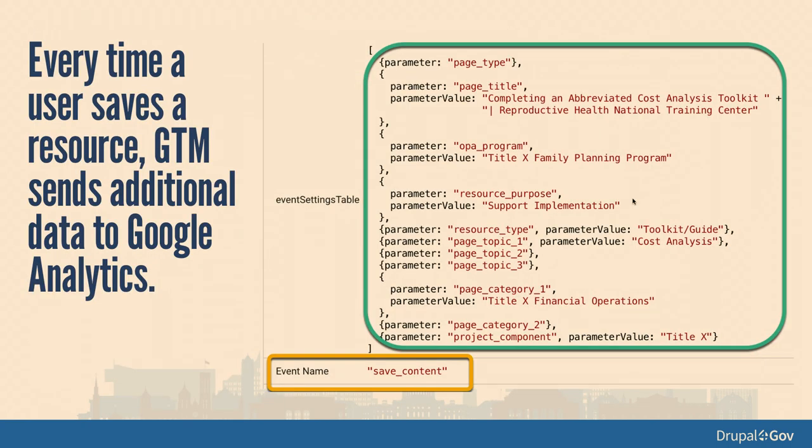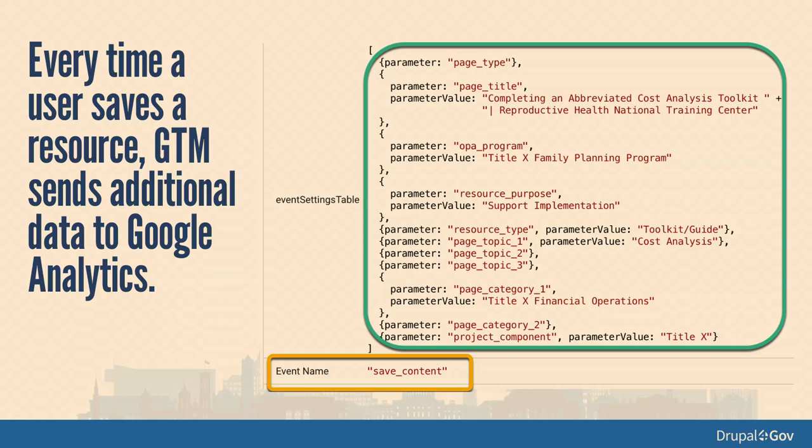Awesome. So this is what it looks like in Tag Manager. I think this actually is a pretty good visualization of how this all works. Every time someone clicks that Save Content button, there is a tag in Tag Manager that fires. And just like the wedding example, you have an event or an action, and then you have all of this data associated with every single action on the site. Every time someone clicks to save content, we're pulling in the page title, the program name, the resource type, the page topic, and the page category for every single save.